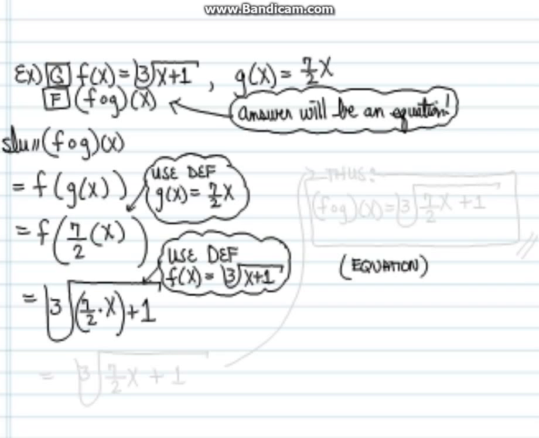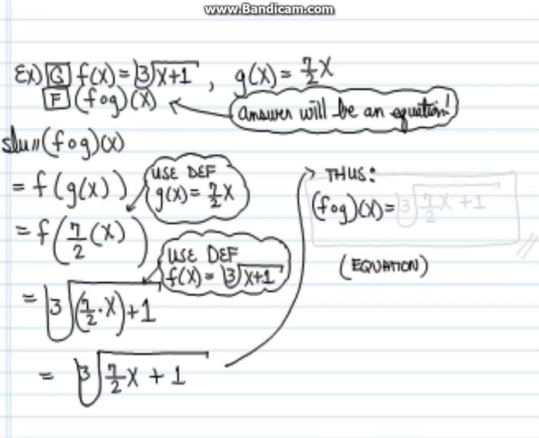Okay, so let's simplify this. 7/2 x plus 1 is our radicand. It's the stuff under the radical sign. So we can actually drop that parenthesis. 7/2 x plus 1, and that's our answer. There's no simplifying to do there. So our answer is going to be f composite g of x is equal to the cube root of 7/2 x plus 1. And indeed, it's an equation. It's not a number that we get.